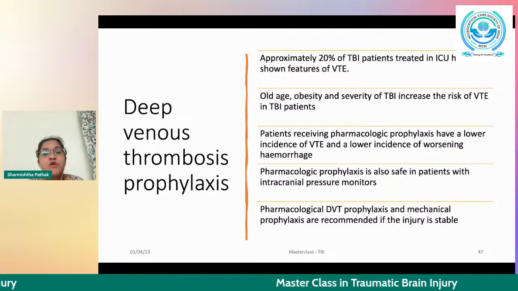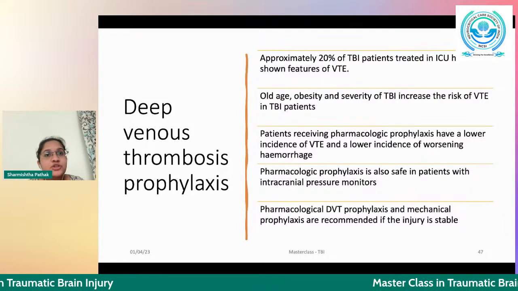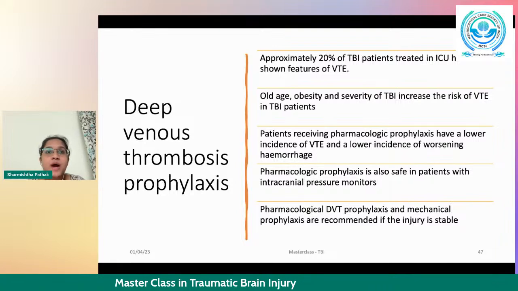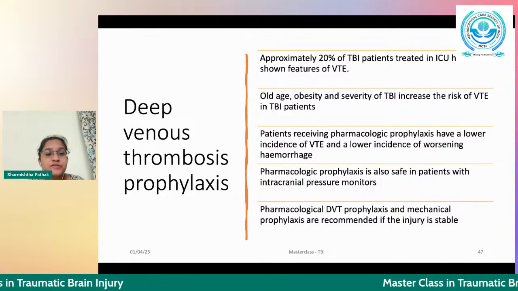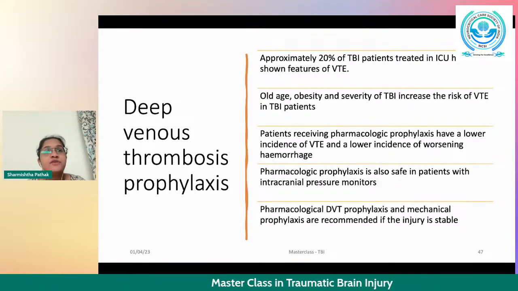Approximately 20% of all TBI patients have shown features of venous thromboembolism. Old age, obesity, and severity of TBI all increase the risk of venous thromboembolism in TBI patients. Patients receiving pharmacological prophylaxis have been found to have a lower incidence of thromboembolism and a lower incidence of worsening hemorrhage. It is also safe in patients in whom we have used an invasive ICP monitor.